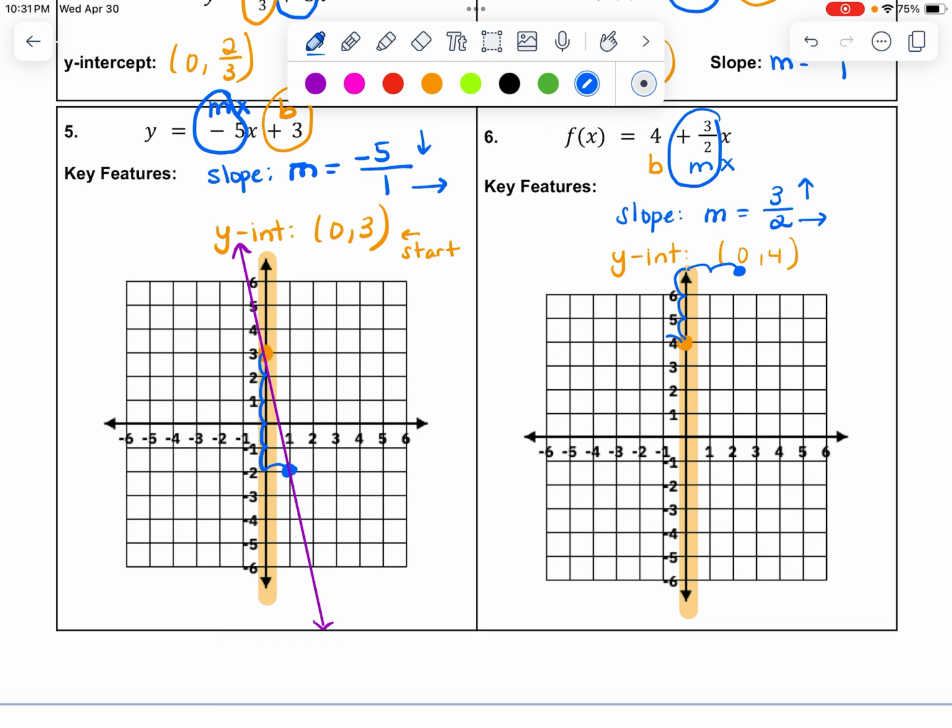If I reverse that, I would just go left 2 and then down 3. Left 2, down 3.